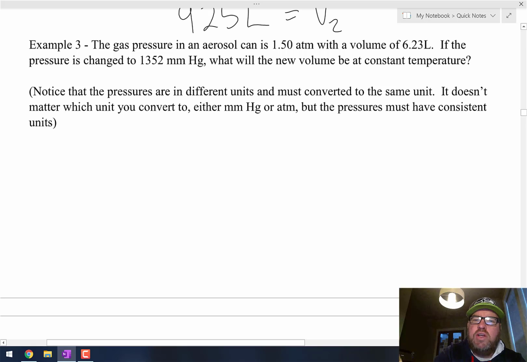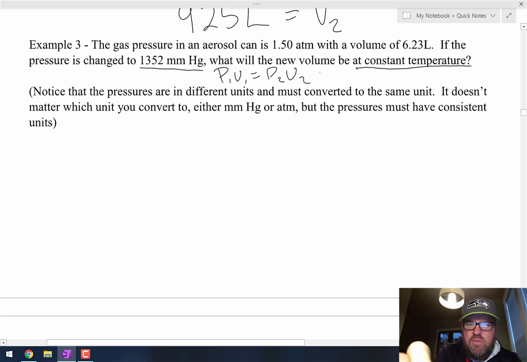Okay. The pressure, though, is changed to 1,352 millimeters of mercury. What will the new volume be at constant temperature? Again, you see that constant temperature there. That means that, yes, we can use Boyle's law, P1V1 equals P2V2. The issue here, and hopefully you caught it, is that pressure is in atmospheres, and that pressure is in millimeters of mercury.